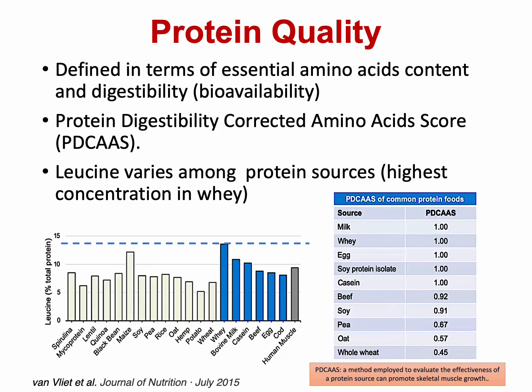Now, the next question is, what are the proteins that are rich in leucine? We can get leucine-rich protein in both animal as well as plant protein, as you can see in this graph. Whey protein has the highest essential amino acids, the dotted line there, and leucine content is highest in whey.